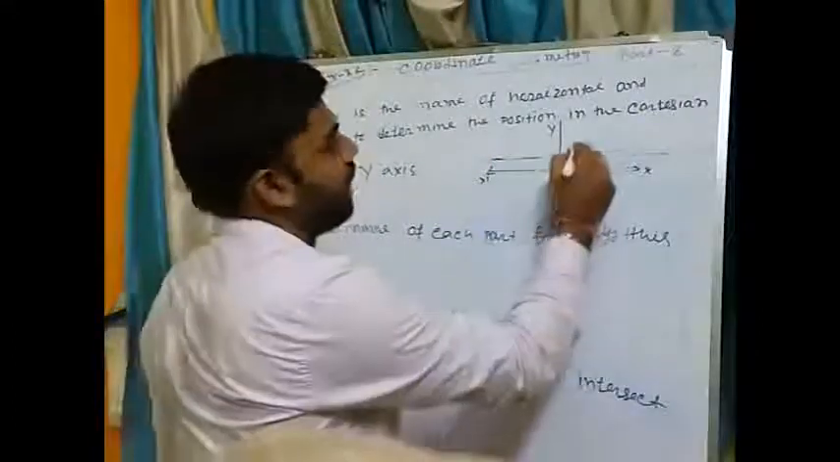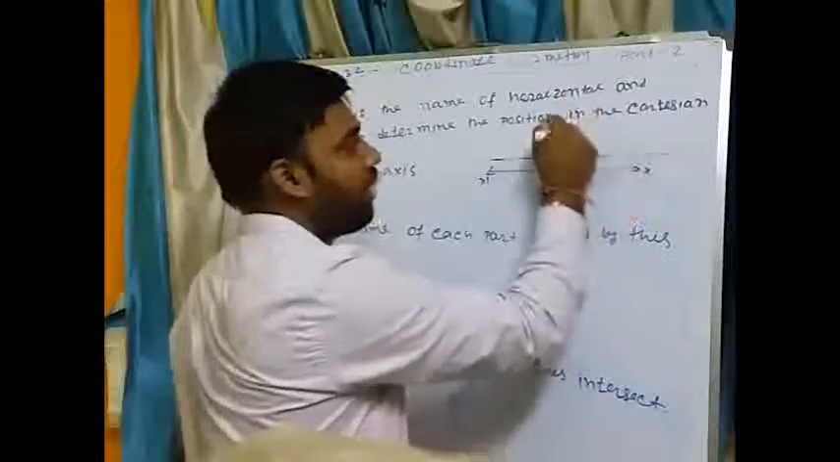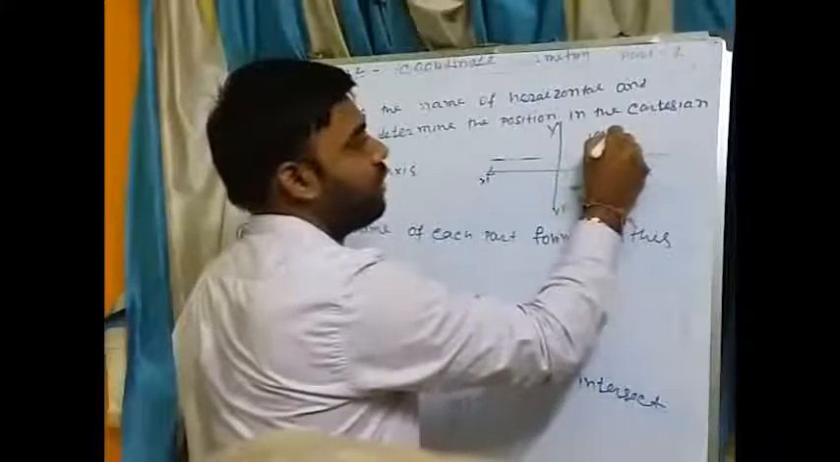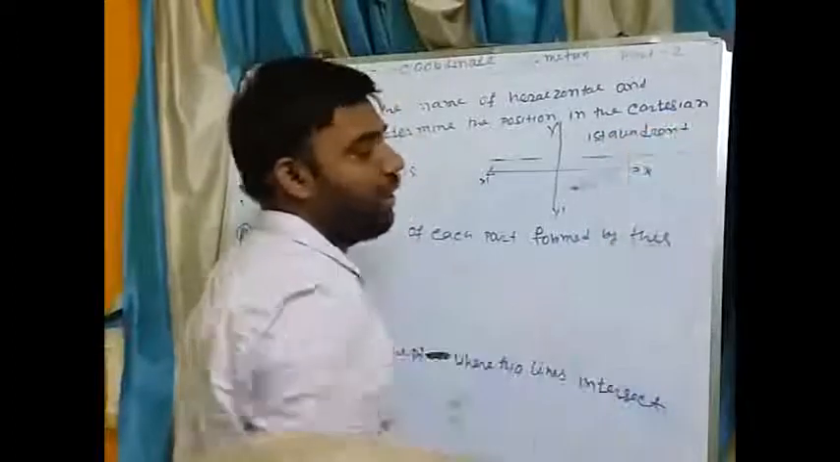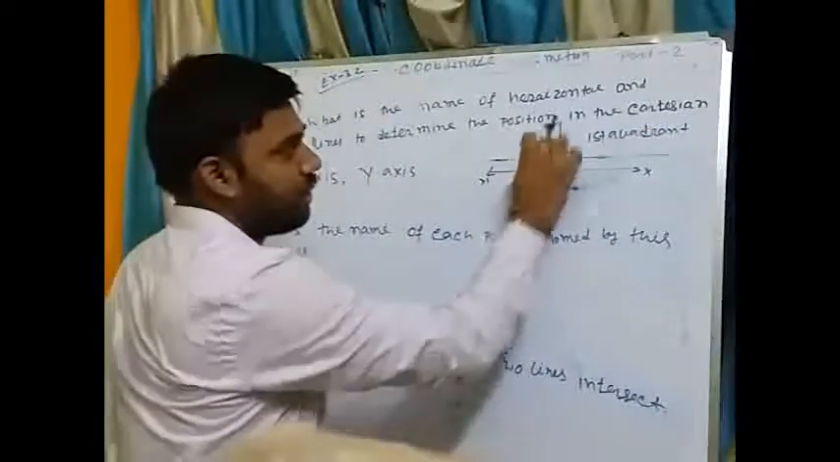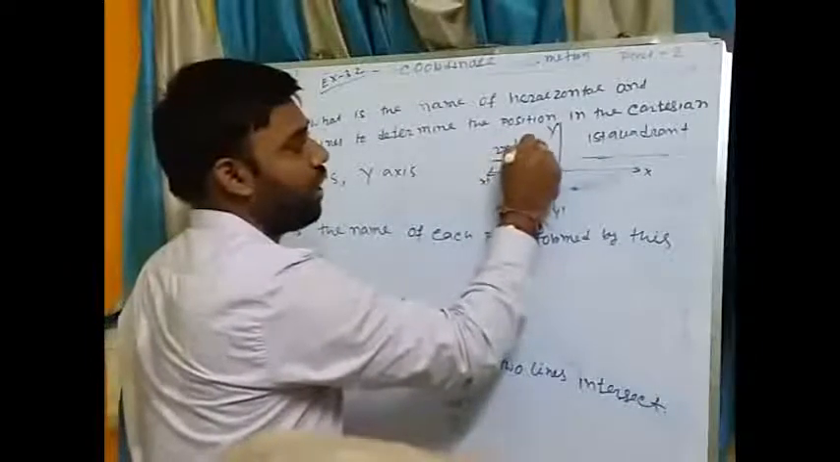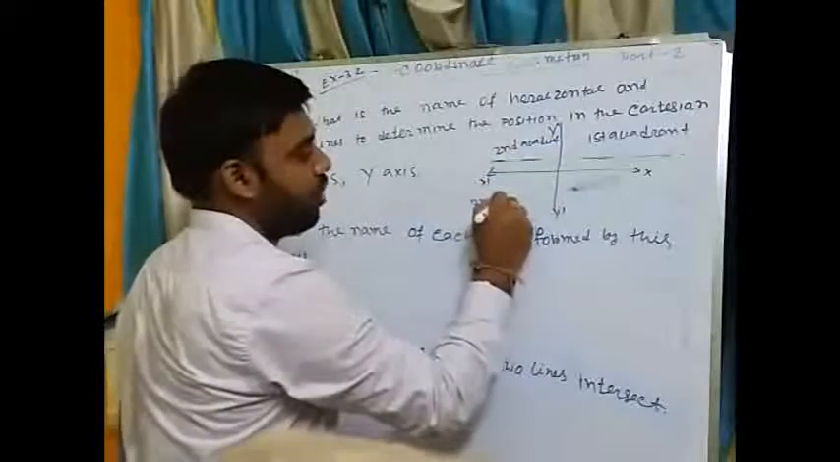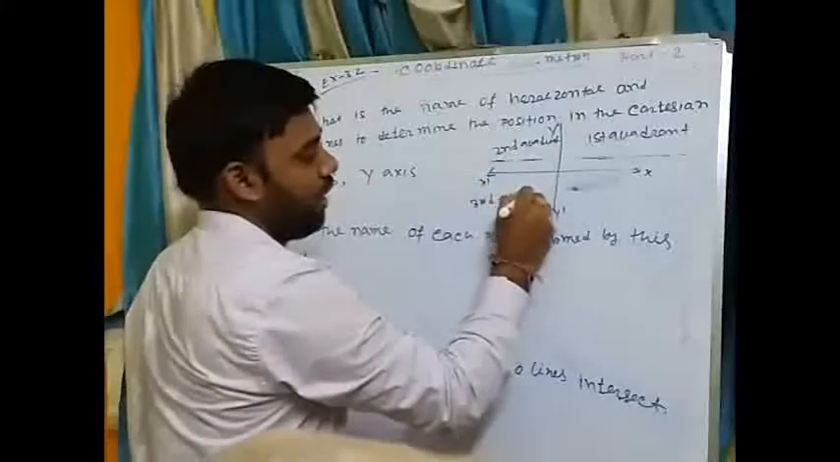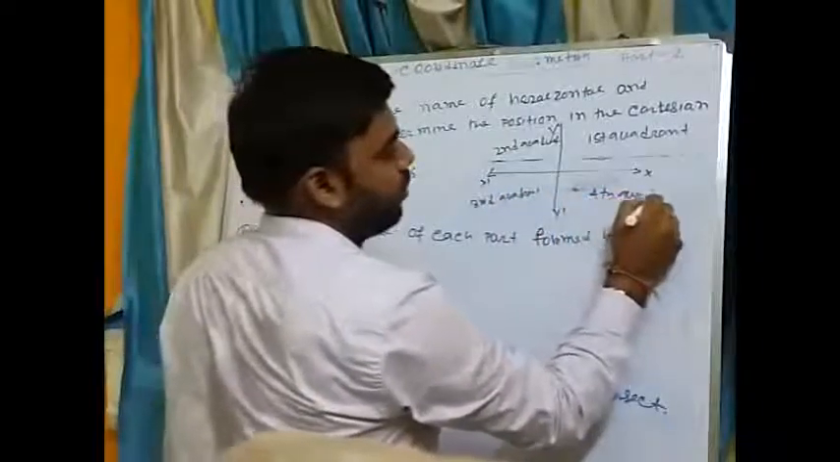So this part, that is the positive direction of x-axis and positive direction of y-axis, is called the first quadrant. Negative x-axis, positive y-axis, second quadrant. Third quadrant, and this one is fourth quadrant.